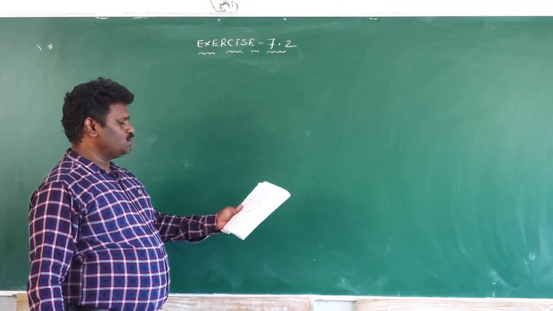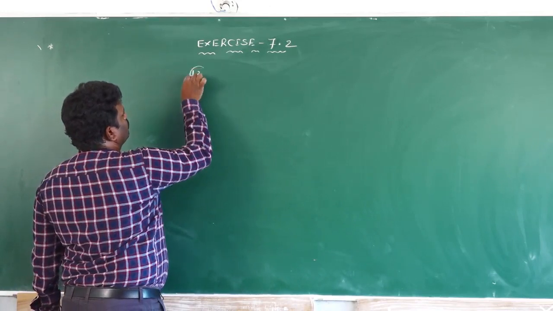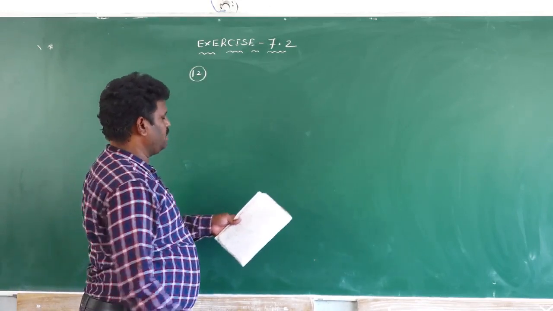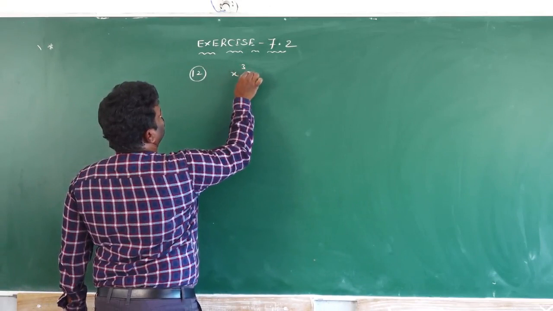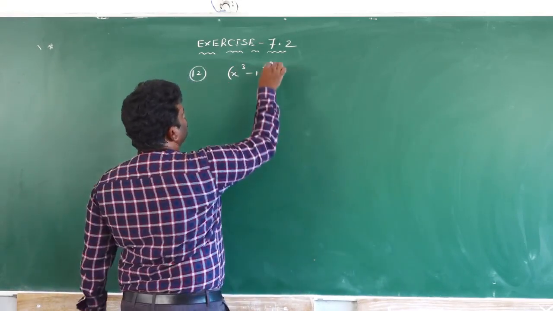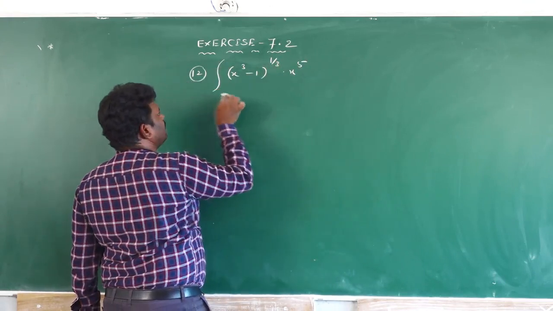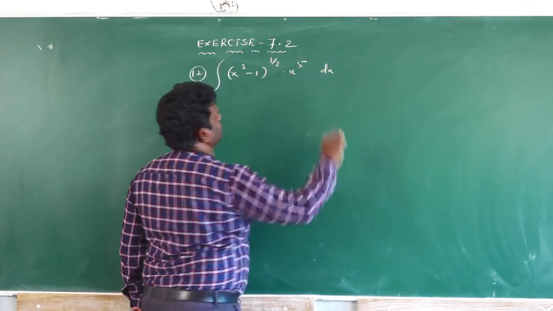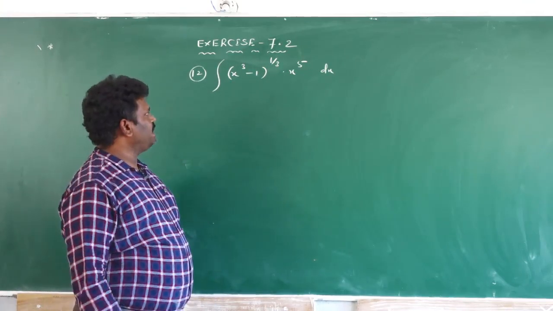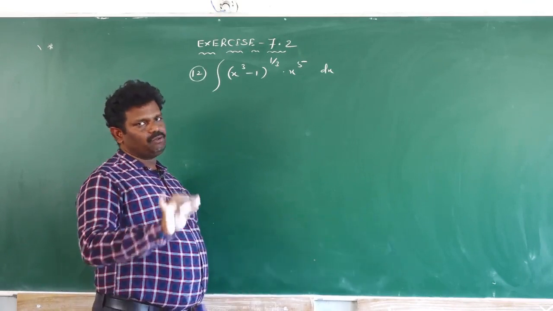Okay? So the 11th one is over, and see the 12th one. The 12th question: integral of (x cube minus 1) whole power 1 by 3 into x power 5 dx. Okay? Integral (x cube minus 1) whole power 1 by 3 x power 5 into dx.